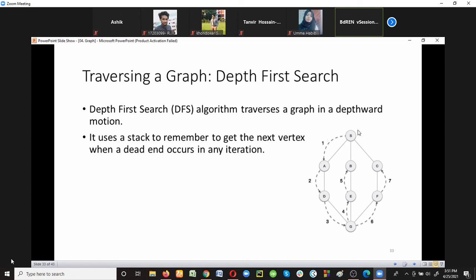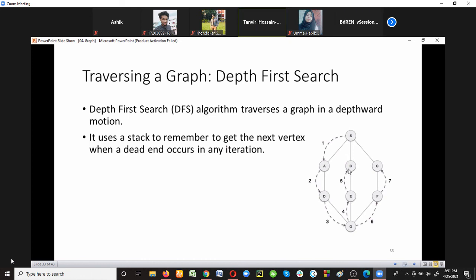In DFS, sometimes we have to apply backtracking. When can we apply backtracking? When there is no forward path to go, we have to reverse. In this graph, do we have to face that dead end? Yes, ma'am. Where? In step number 5, B.